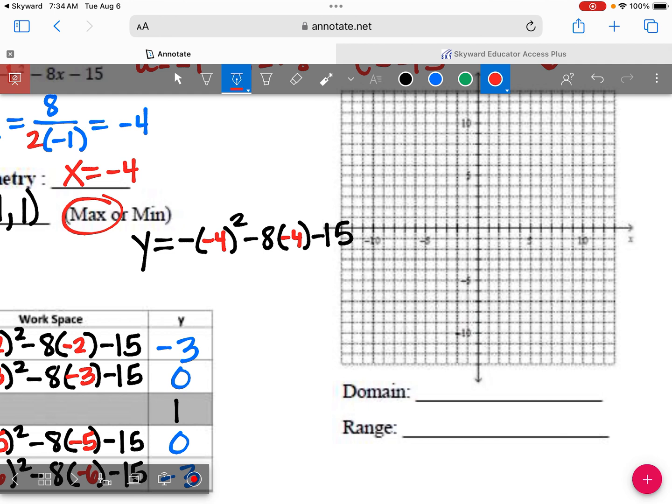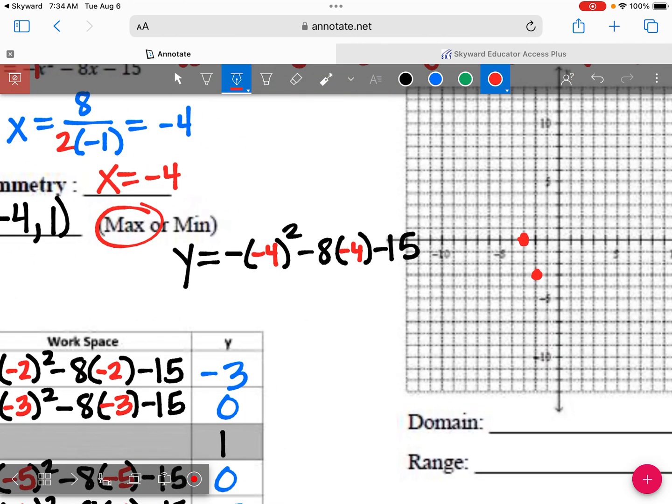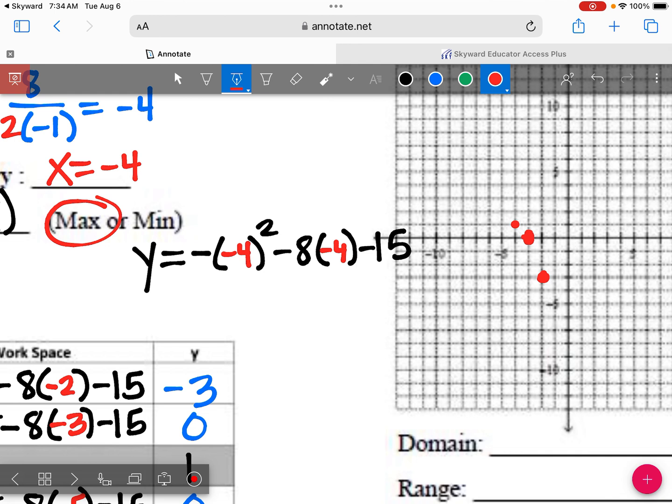Okay. All right, so we have -2, -3. That's our first point. And then at -3, we're at 0. And then at -4, we're here. And then we come back down. So this is what it should look like. See how it's a frown.